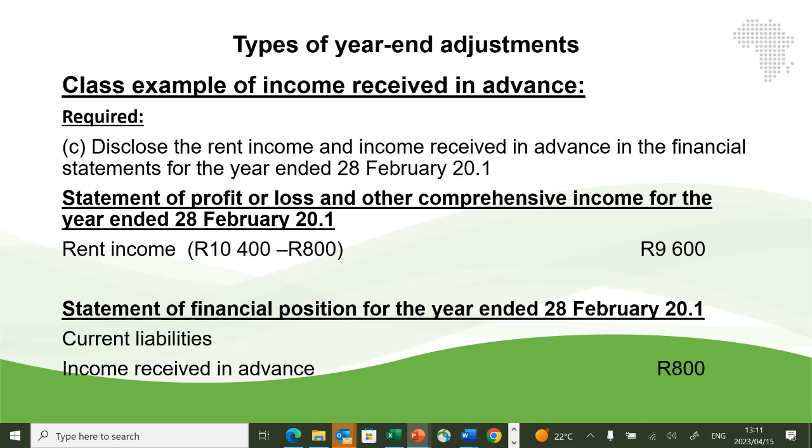Remember earlier I said when we deduct the income and expenses that do not belong to the current financial period, we subtract them from the income and expenses of the current financial period, and we classify them as part of asset or liabilities in the statement of financial position.